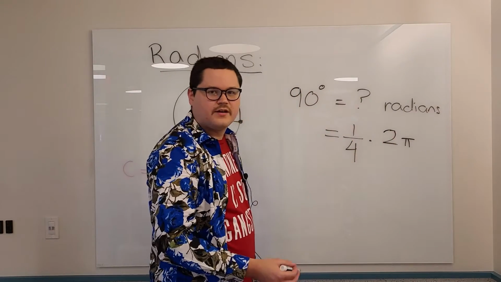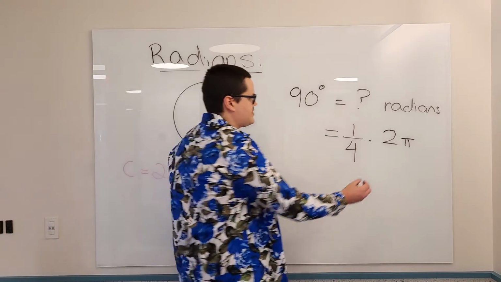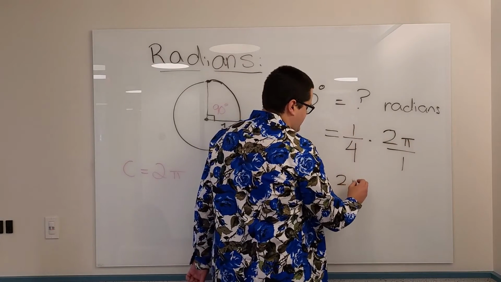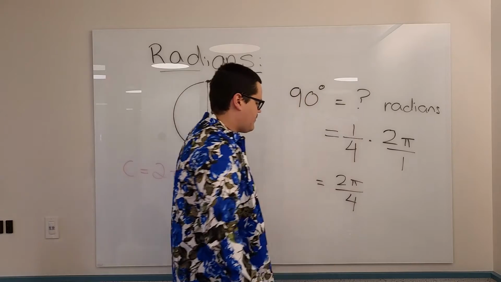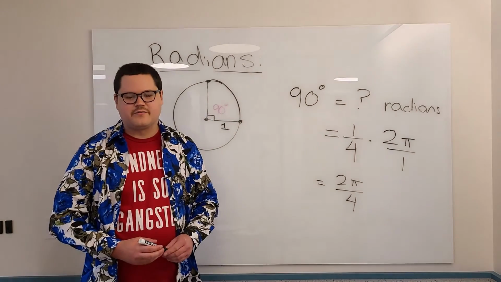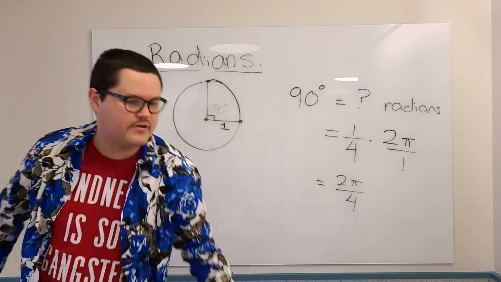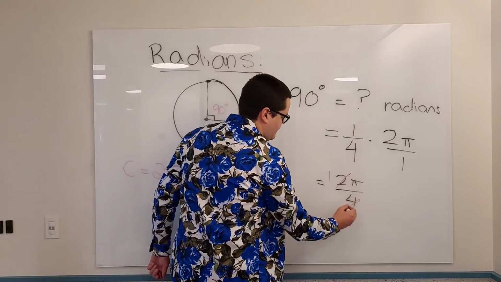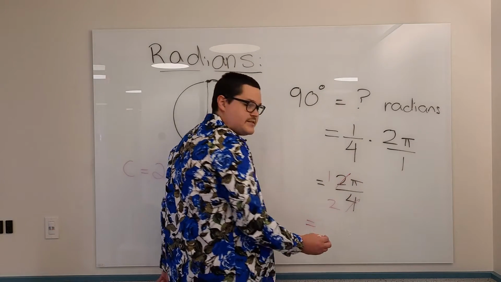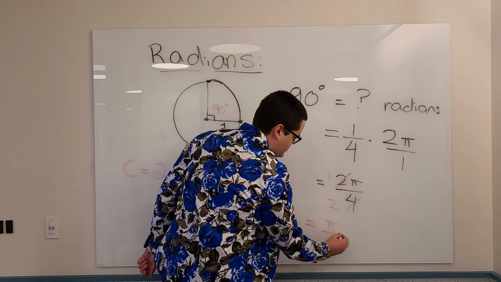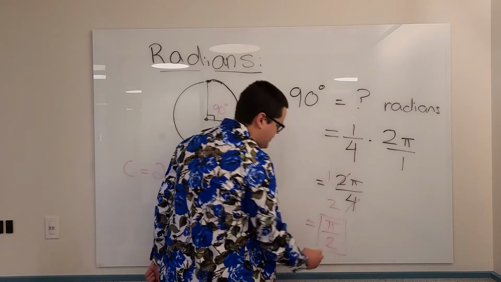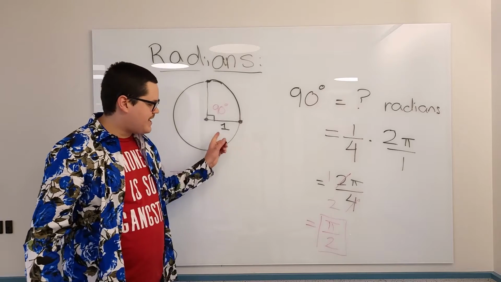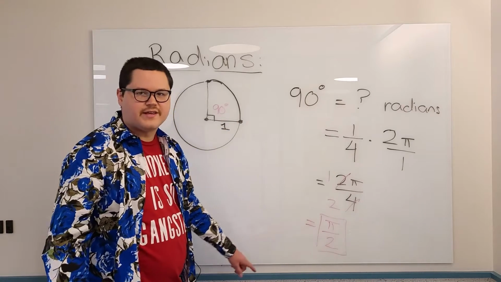So 1/4 times 2 pi. Now 2 pi is just 2 pi over 1. So we can multiply across: 2 pi over 4. And now we can reduce. So 2 goes into 2, it also goes into 4. Goes into 2 once, 4 twice. So this ends up being 1 times pi, which is pi over 2. So 90 degrees, a right angle, equals exactly pi over 2 radians.